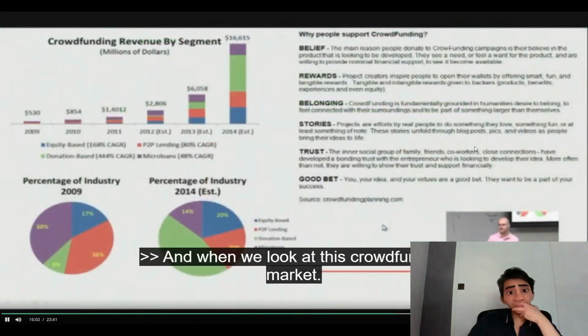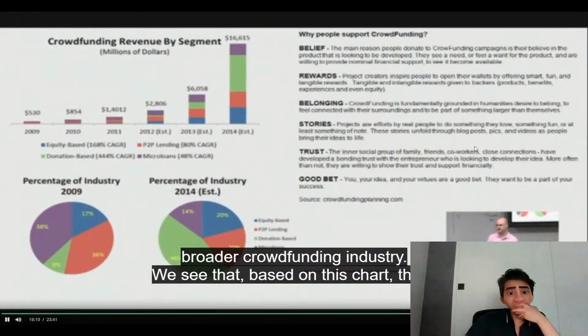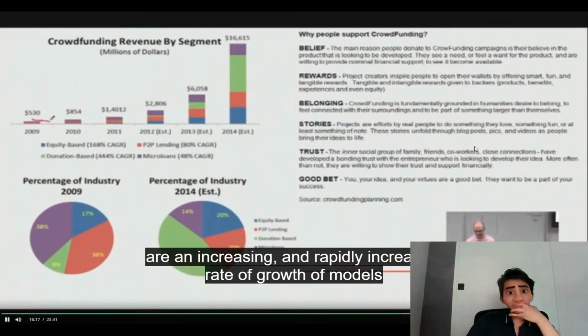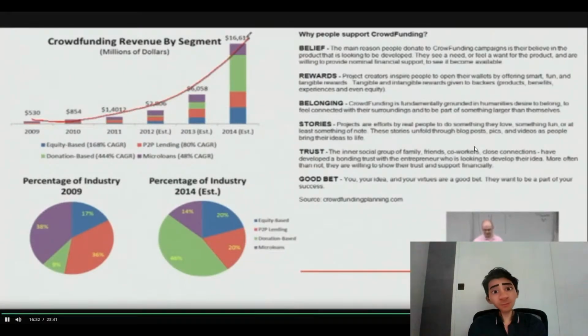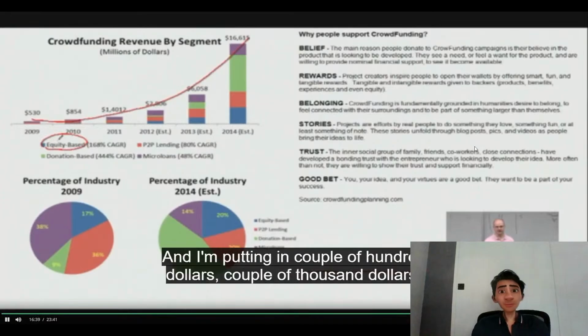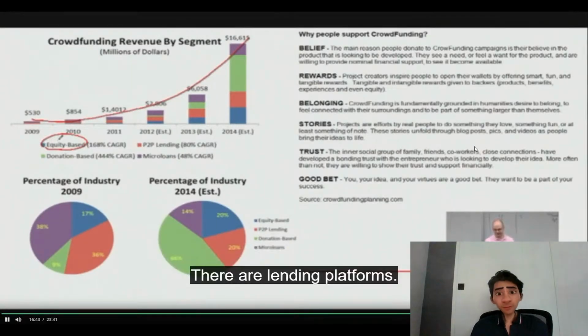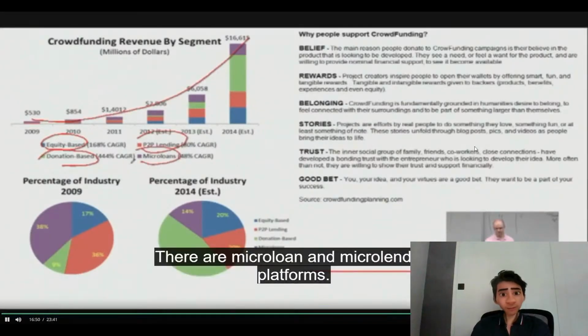And when we look at this crowdfunding market, so now we're going beyond that specific product and looking at the broader crowdfunding industry, we see that based on this chart, there is a rapidly increasing rate of growth of models like this, where some people are buying product, meaning that I'm going to prepay for product. There are other people that are doing equity. I'm buying into a company based on a website, and I'm putting in a couple $100, a couple of $1,000. There are lending platforms. There are donation-based platforms. There are microloan and microlending platforms.